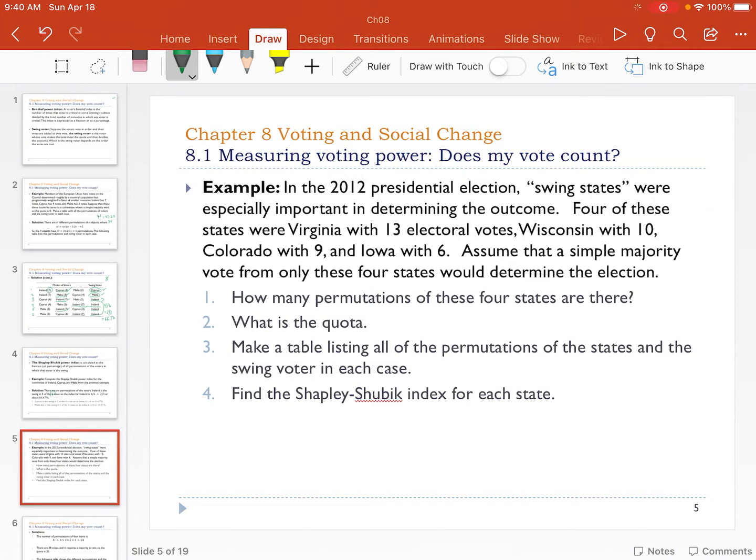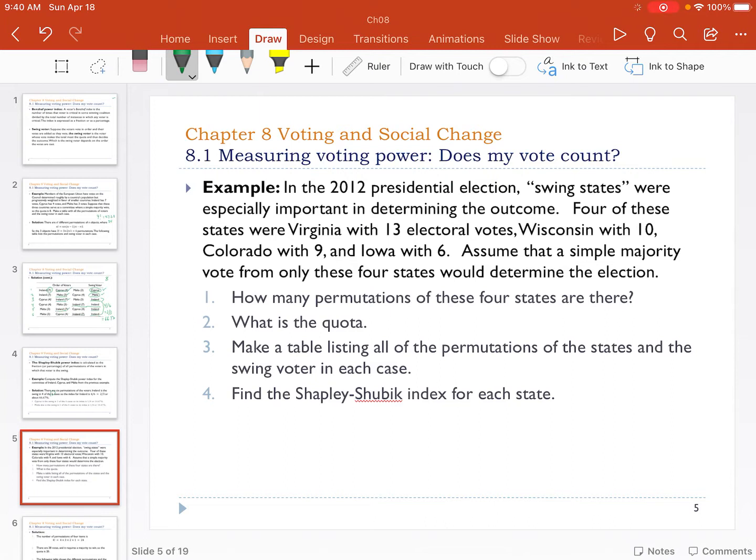Okay, let's try another example. Maybe I'll get back to that in a minute. In the 2012 presidential election, swing states were especially important in determining the outcome. And although this doesn't directly tie into the example, let's just take a look at these 4 votes from 4 different states, chosen sort of at random, I guess. Virginia, Wisconsin, Colorado, Iowa.